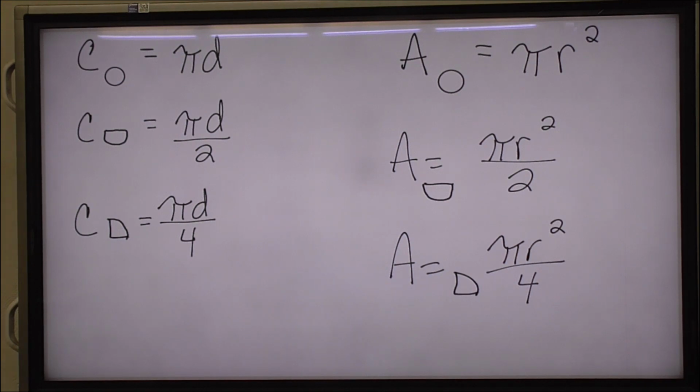Now all of those got pi in it, so what is pi equal to? 3.14. So that's the approximated value. Pi goes on forever, so we're never really exact. So we're going to be approximating these answers.